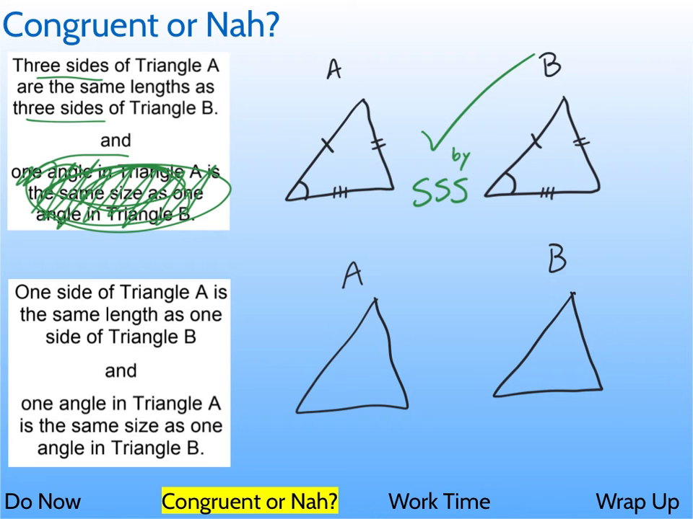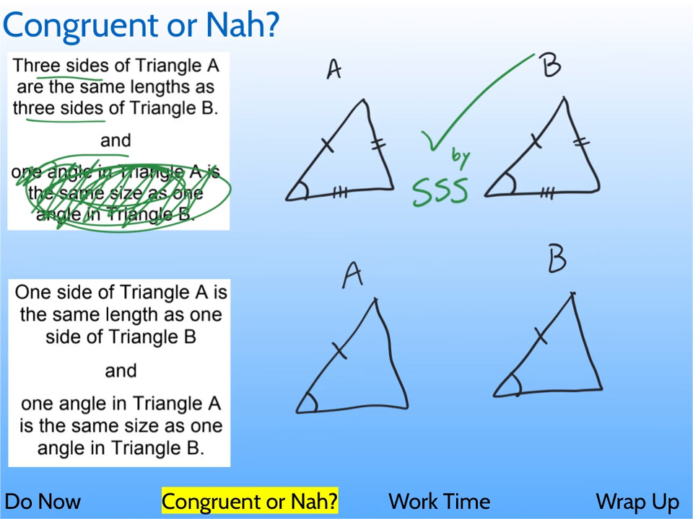So let's look at the second question here. It says one side of triangle A is the same length as one side of triangle B. So let's label this side congruent to this side. Cool, cool. And then it says one angle in triangle A is the same size as one angle in triangle B. So let's label that on the diagram. You can pretty much pick anywhere. I'll pick that same angle we had before, down here, down here. All right, so if we're looking at this, what we have right now, we have a side and an angle.